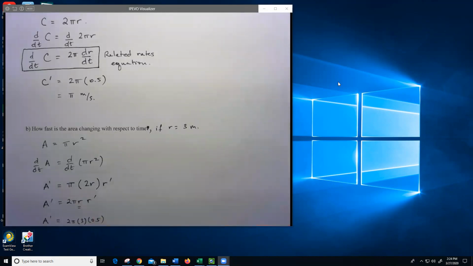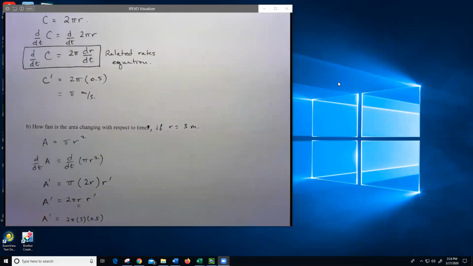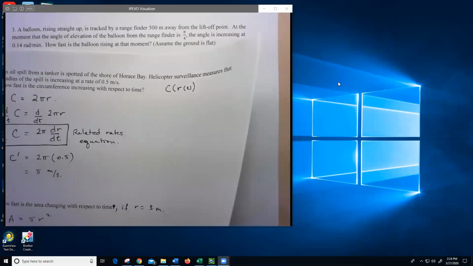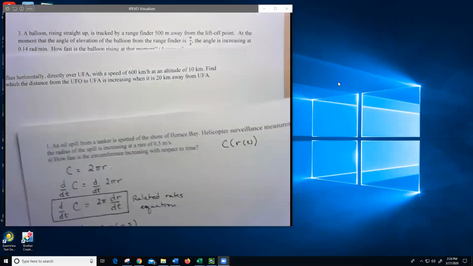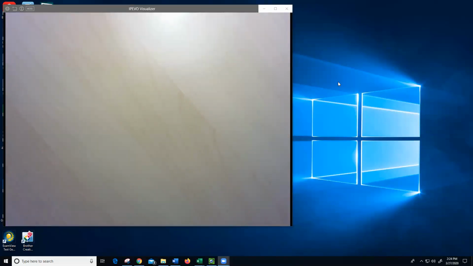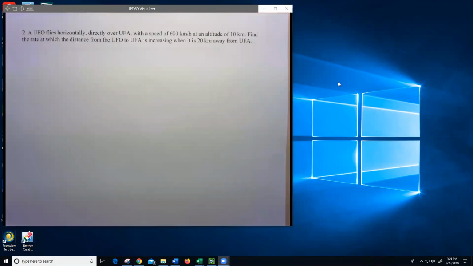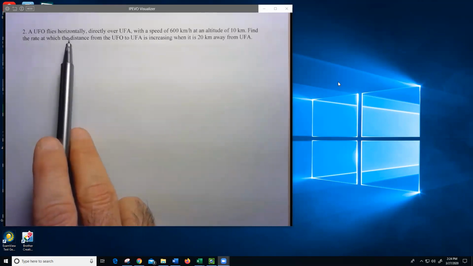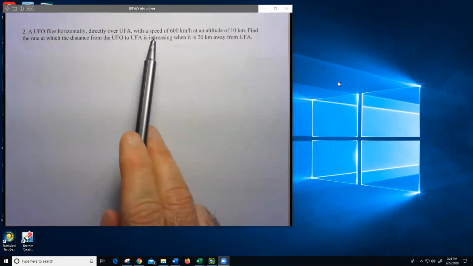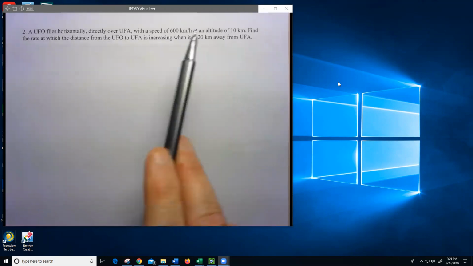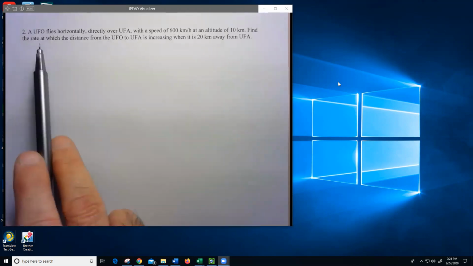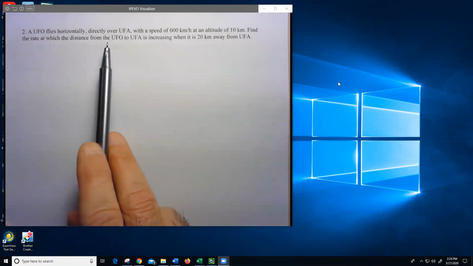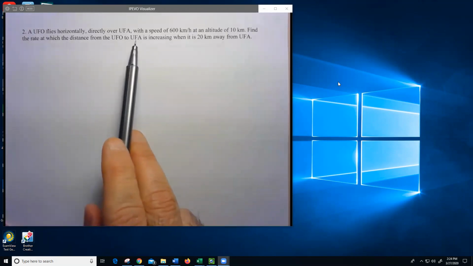And you'll see we'll make references to how some of these problems are related to more real life problems. So let's take a quick look at the second one, and I'm going to give you a bit of time to draw a picture and hopefully come up with a related rates equation. So you have a UFO that flies horizontally directly above UFA. They give you the speed and they tell you how high it's flying in the air. And they want to find the rate of change at which the distance from the UFO to UFA is changing.